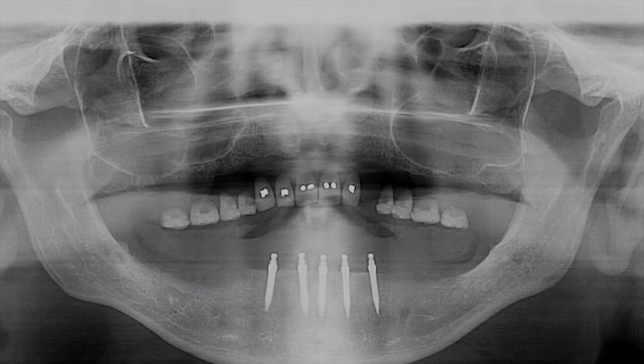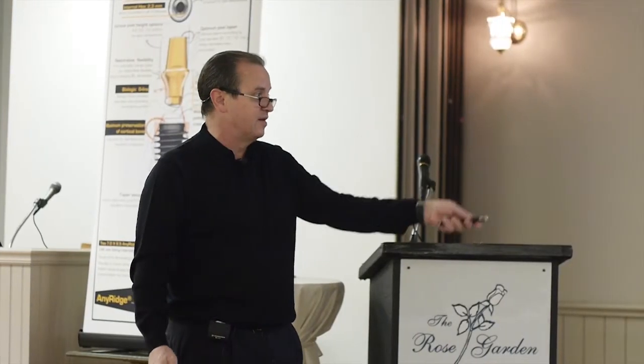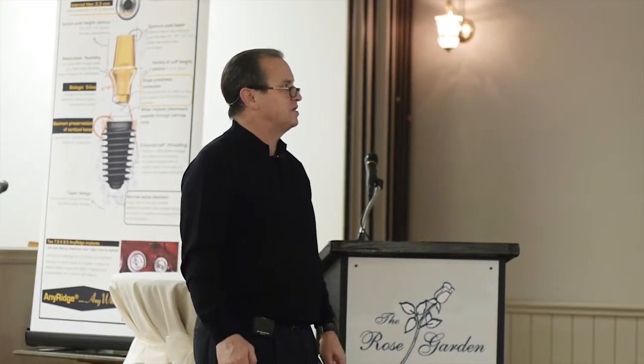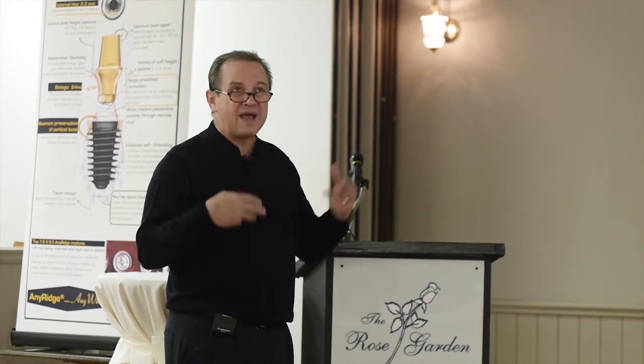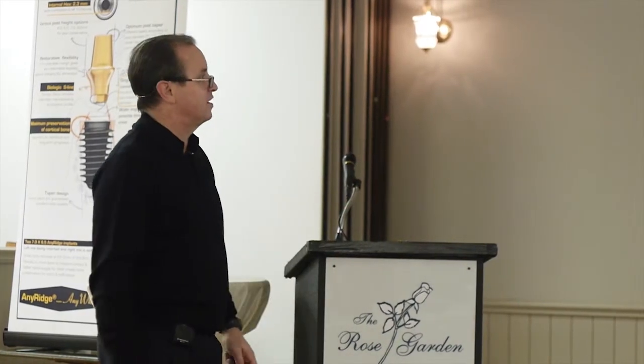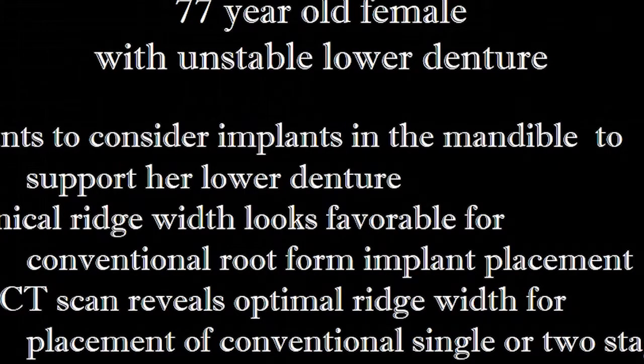A lot of times the dentist will say, all you got to do is get in there and just plane this down. We can do all on 4, clear choice, all on 4. We're just going to plane that down until the bone gets thick, and then we're going to put our implants in. Well, this bone doesn't get thick down here. It stays thin. And it's incredible how many of these abnormalities you discover when you start looking at these scans. Here's a 77-year-old female, unstable lower denture, wants to have implants in the mandible to support the lower denture.